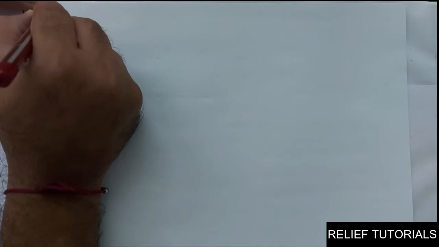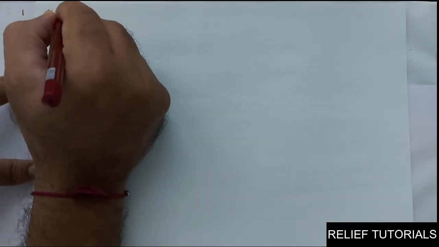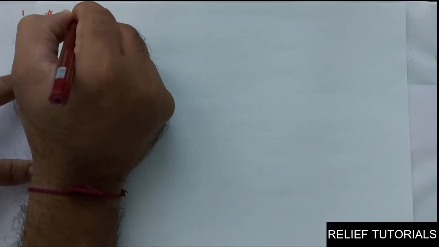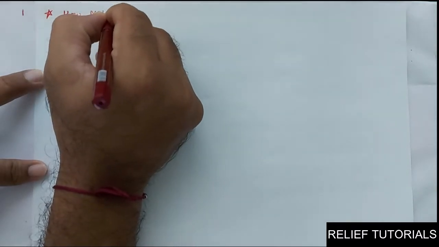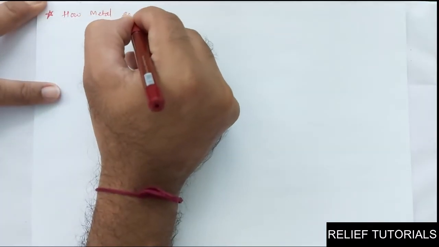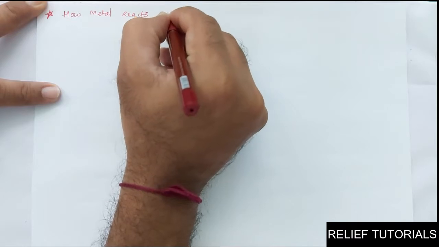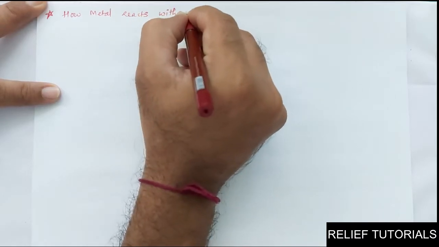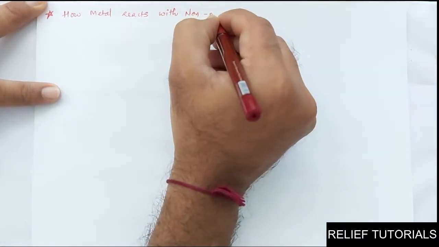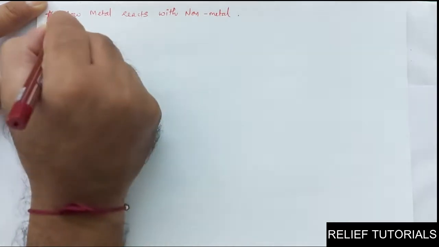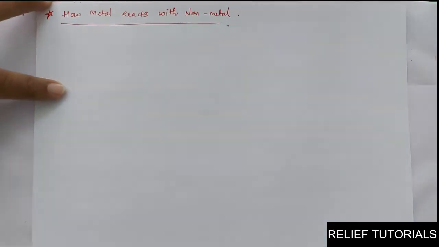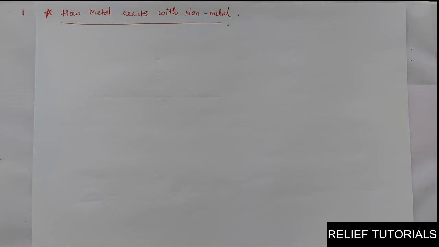In the previous lectures we have seen chemical properties of metals. Today our topic is about how metal reacts with non-metal. How metal reacts with non-metal.